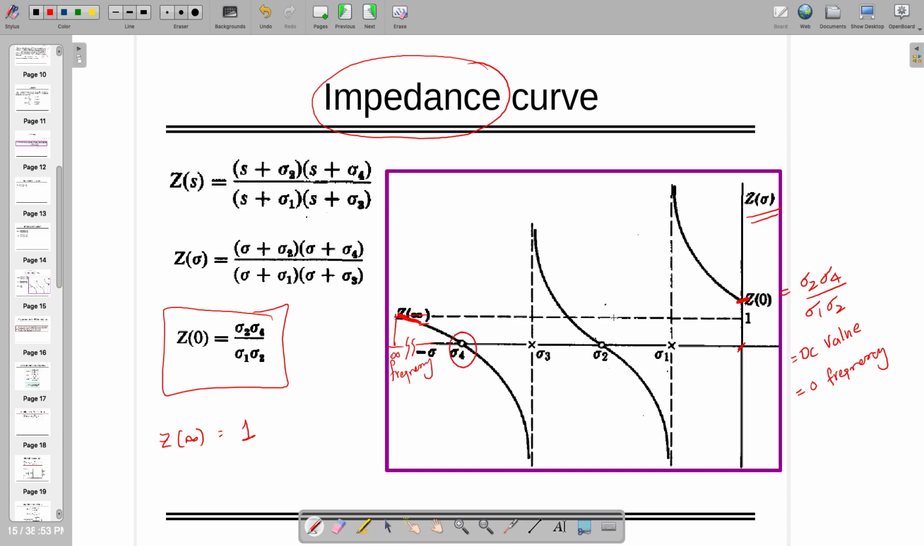There are two positions where this impedance function will be exactly 0: when sigma equals minus sigma 2 and sigma equals minus sigma 4. In both places it's 0, and at the other two places, sigma 1 and sigma 3, those are poles. You are going to observe infinite value. So you can draw it the way we were drawing in LC, right? So this is the impedance curve, how it follows.